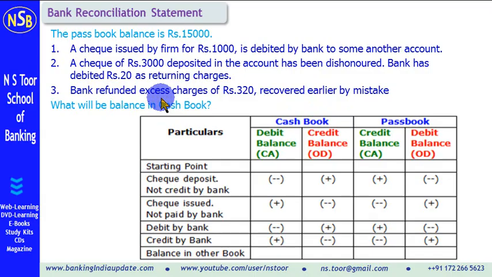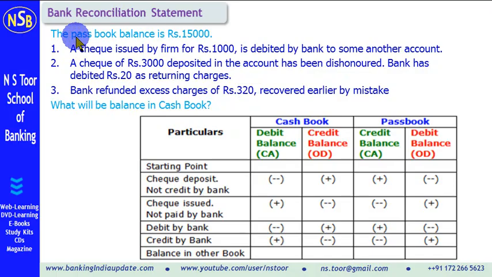Now third, bank refunded excess charges of 320 recovered earlier by mistake. So some time back, bank recovered certain charges from the firm. Later on, bank came to know that it was a mistake on the part of the bank. Hence, now bank has refunded that excess amount. So this appears in the passbook, but it still has to appear in the cash book. So it is not appearing in the cash book, but it is appearing in the passbook.